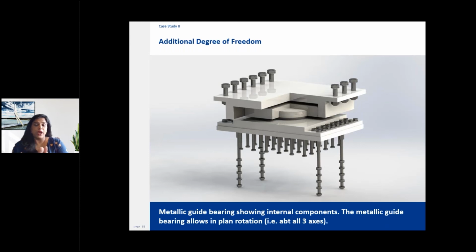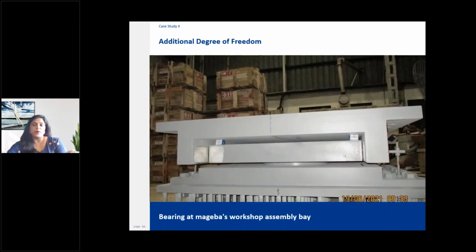As you may well know, metallic guide bearings do not transfer any vertical loads, and you can see a gap has also been provided in this bearing to ensure that there is no transfer of vertical loads. A central part is housed within the square metallic plate, and this entire arrangement enables the in-plane rotation. This is a picture of the huge metallic guide bearing, which was recently supplied to the Lachmoli project.